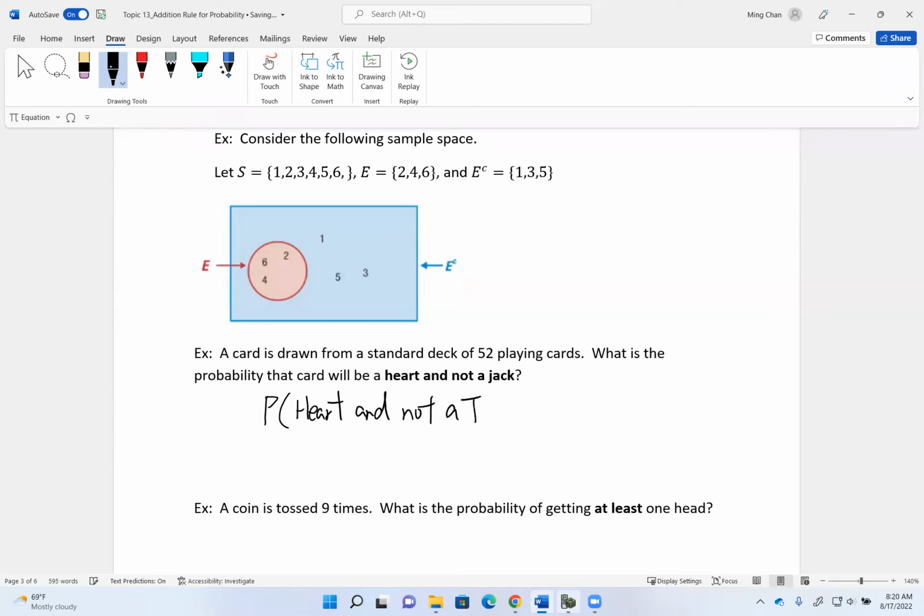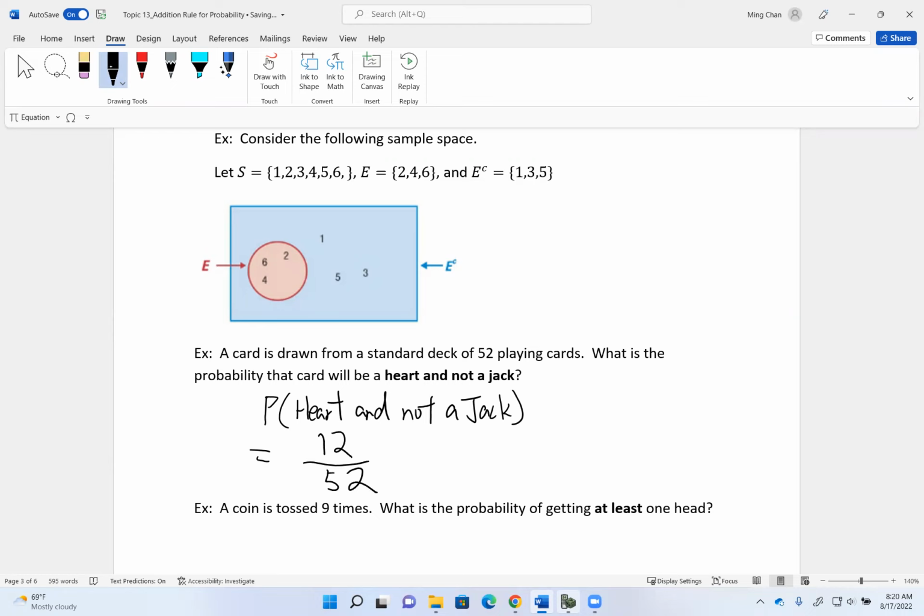This one is a little bit tricky. You gotta think about it a little bit. It's gotta be a heart and not a jack. There are 13 hearts. There are 13 ways to draw a heart, and one of them is the jack of hearts. So this is only one event, really. I need to draw a heart and also not a jack. Because there's one card that is the jack of hearts, that's a card I don't want. So that means there are 12 other ways I can draw a heart that is not a jack, out of the 52 possible outcomes. So you gotta think about that.